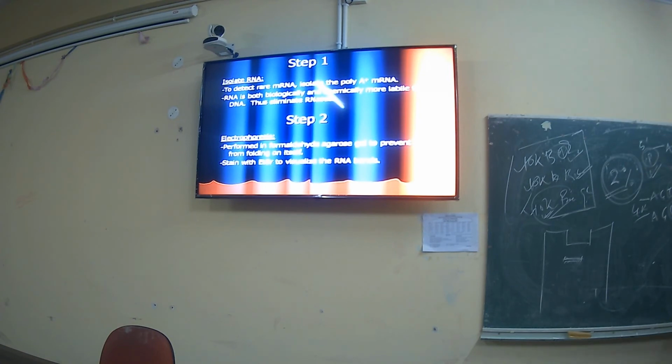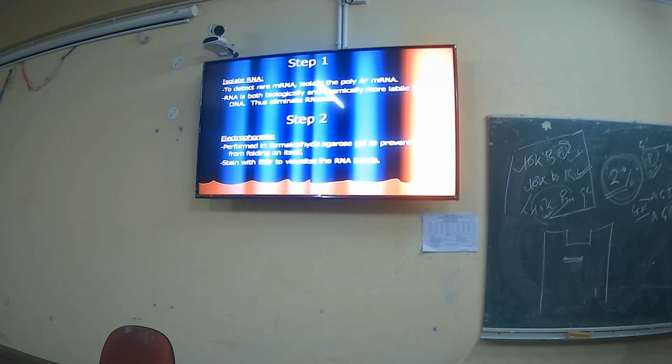Then the second thing is that RNA is both biologically and chemically more labile than DNA. Thus, eliminate RNases. RNA is very fragile and very susceptible. That's why you have to eliminate the RNase enzyme, because your saliva, any spitting, or any touch of fingers can damage your RNA. A slight difference in temperature or a slight difference in pressure, and the RNA will be denatured. So you have to take precautions to isolate this mRNA sequence.